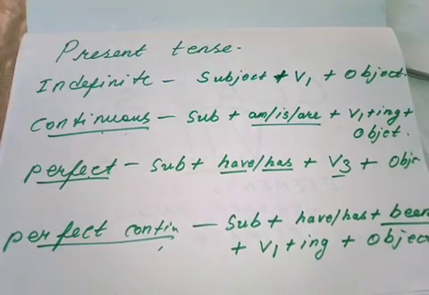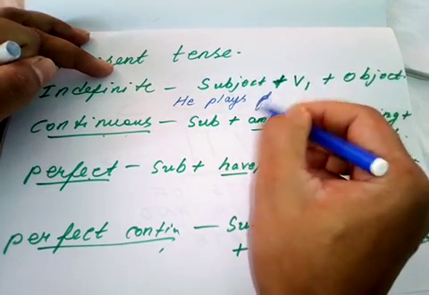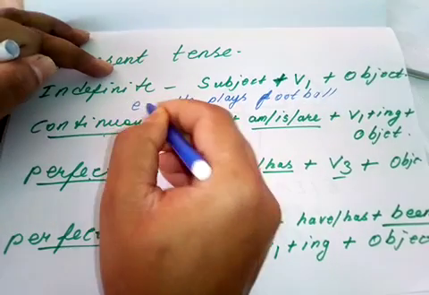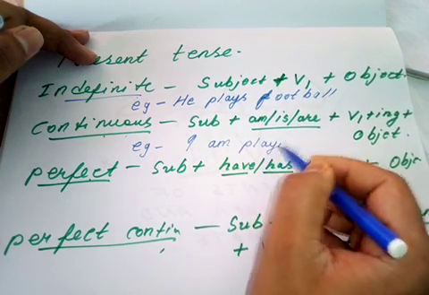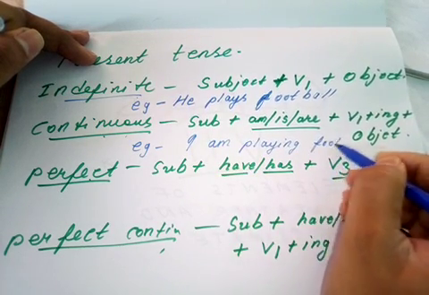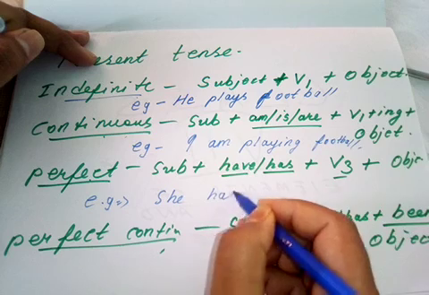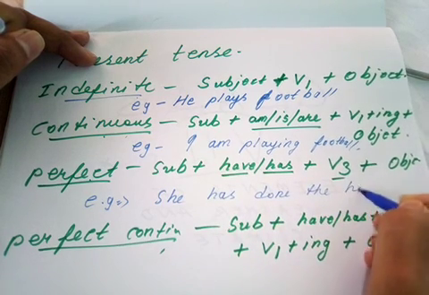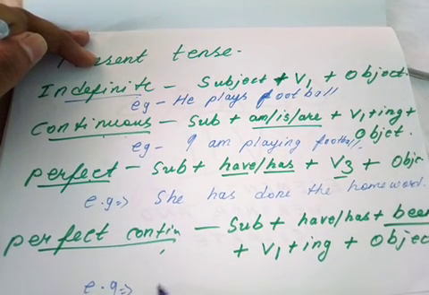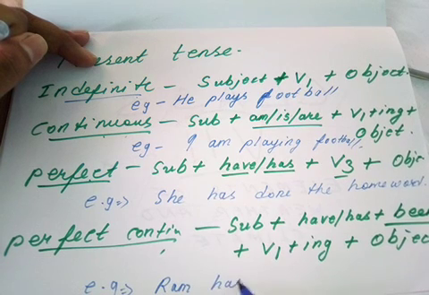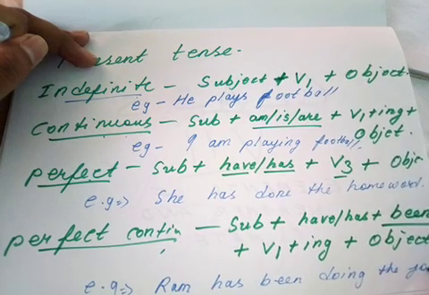For example, if I say, He plays football, this is an example of indefinite tense. Continuous tense: I am playing football. Perfect tense: She has done the homework. And in perfect continuous tense: Ram has been doing the job.